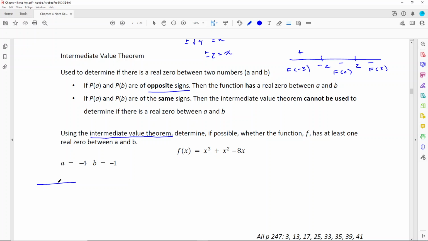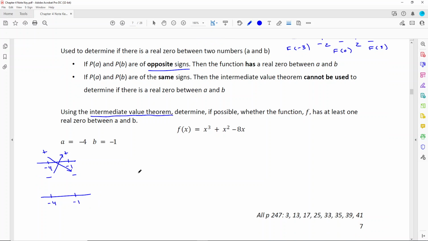What I mean by that is that if we check an x value of something like negative 4 and we check an x value of something like negative 1, if it goes from negative to positive, you had to go through the x-axis to get there. Or if it goes from positive to negative, you had to go through the x-axis to get there. If you plug in x is negative 4 and you plug in x is negative 1, and the signs don't change, so if it stays negative or it stays positive, then we cannot determine if there is for sure a 0. So that's what we're checking.